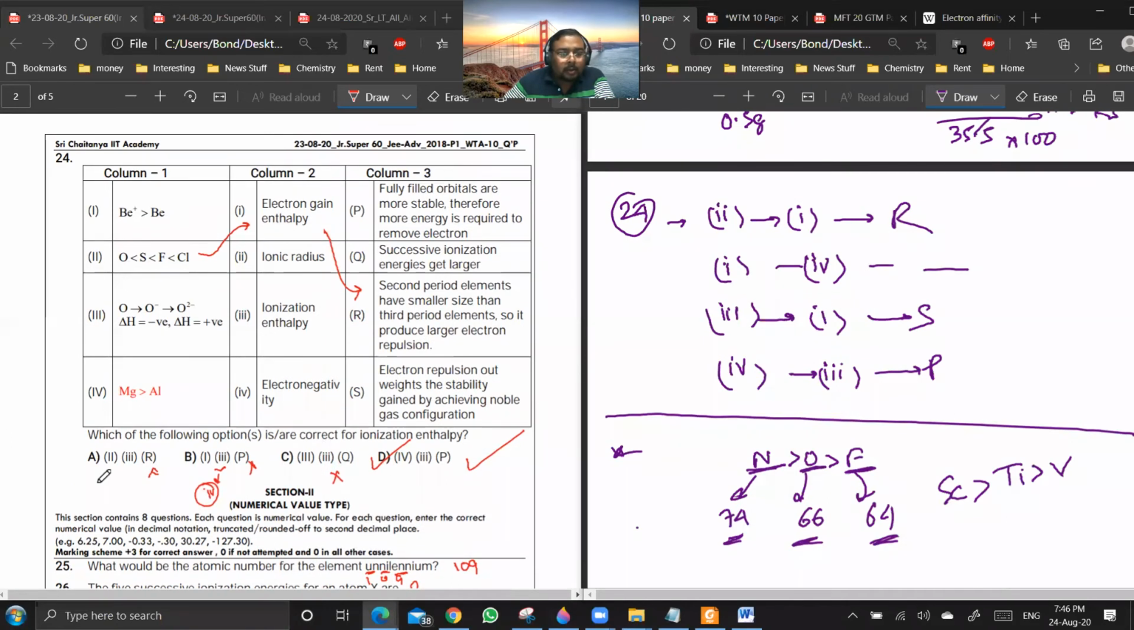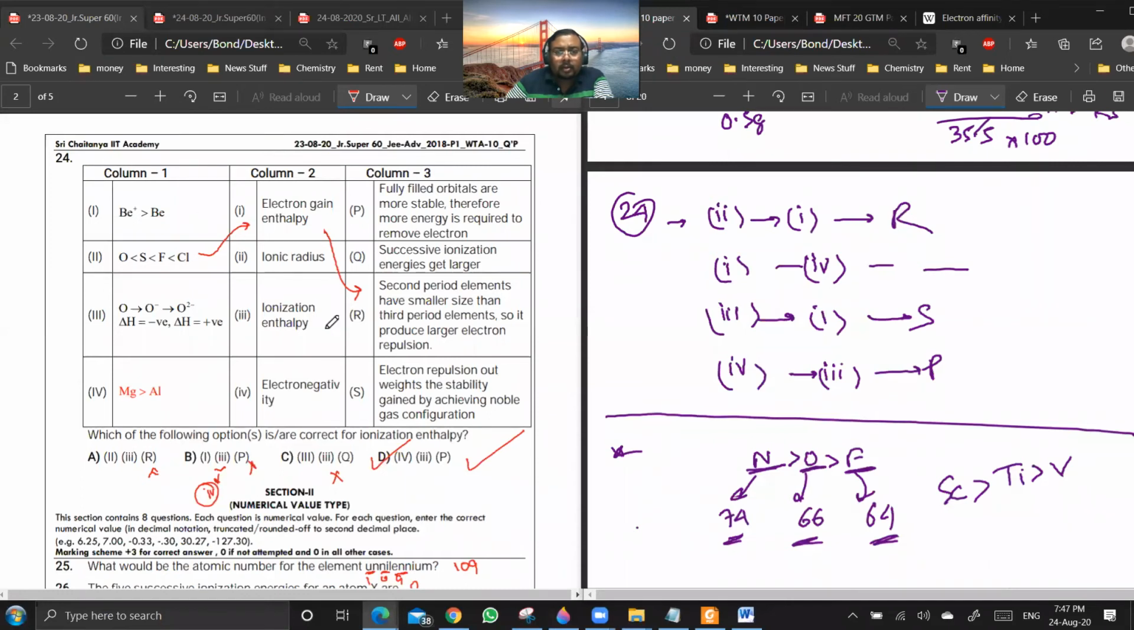First is option A, 2. 2 is with oxygen, sulfur, fluorine, and chlorine. 2 with 3, ionization enthalpy. So, you see, oxygen, sulfur, you won't get a trend. But with 1, you will get a trend: 2, 1, and R. Electron gain enthalpy, if you are talking about, then basically it is electron affinity order which we are talking about. Sulfur will have more electron affinity than oxygen, and chlorine will have more electron affinity than fluorine. Are you getting my point? Yes or no? Yes, sir.